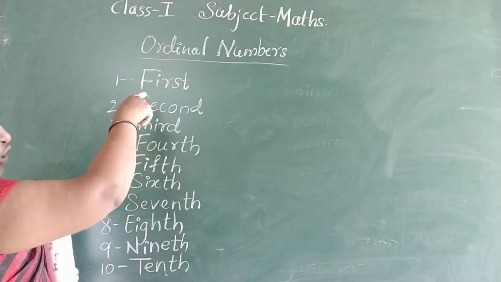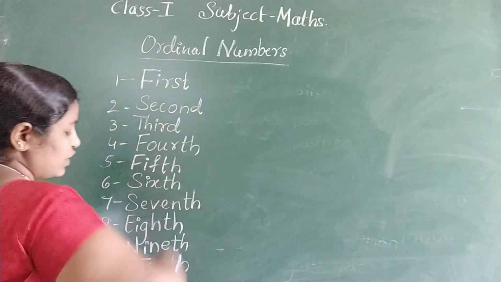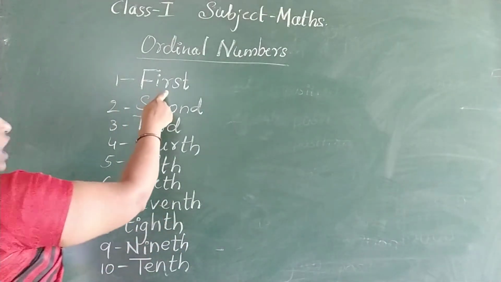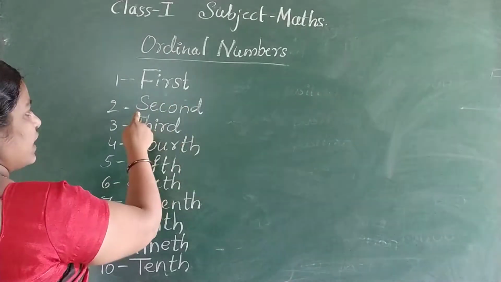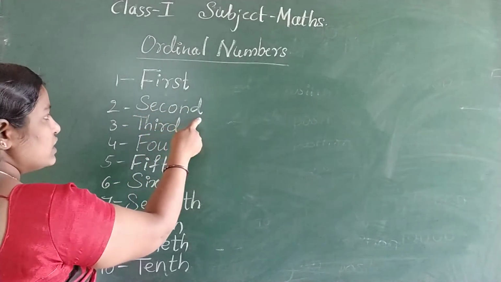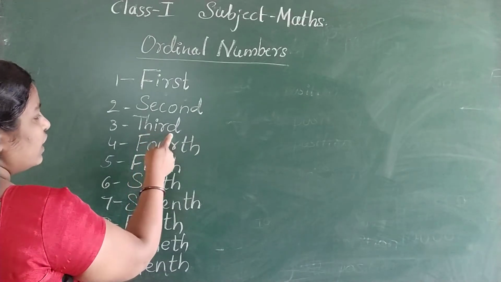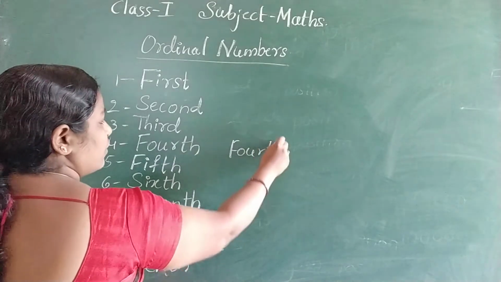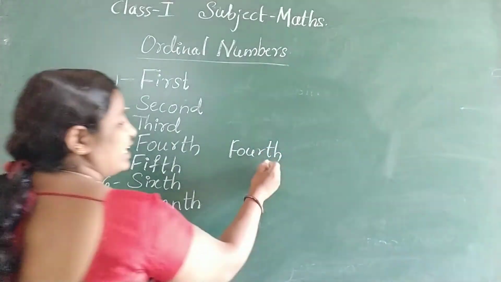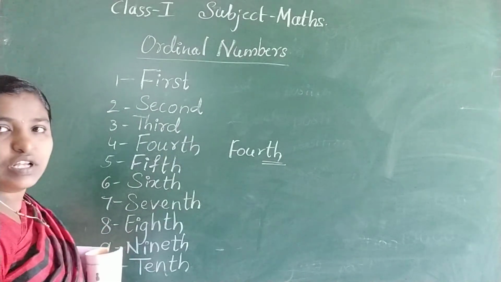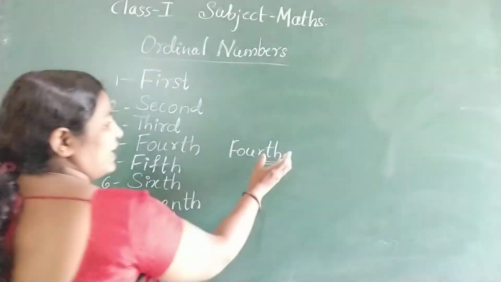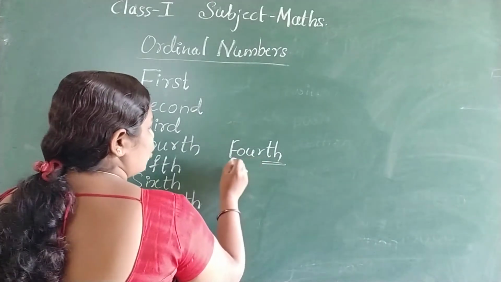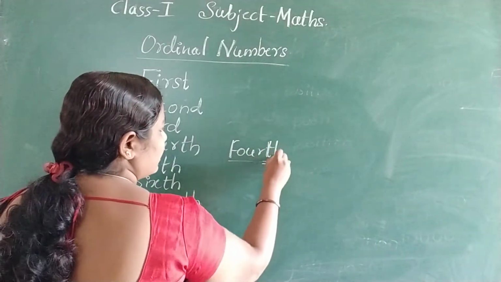Okay, just once again look at it. These are the ordinal numbers from 1st to 10th. So learn the spelling by heart. First, second, third. You know the spelling for 4? Yes. After that you just add the TH suffix for this. Suffix means adding TH at the last. Fourth. FOUR, you know, after that you just add TH.